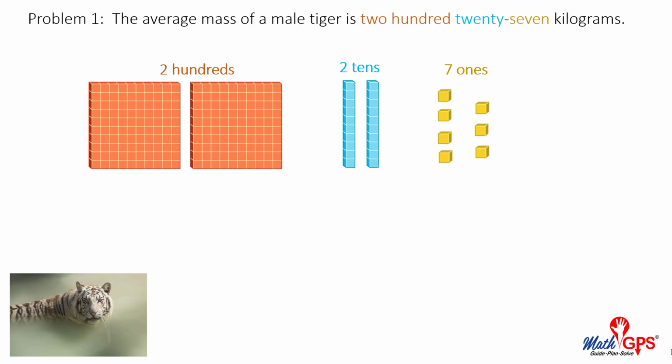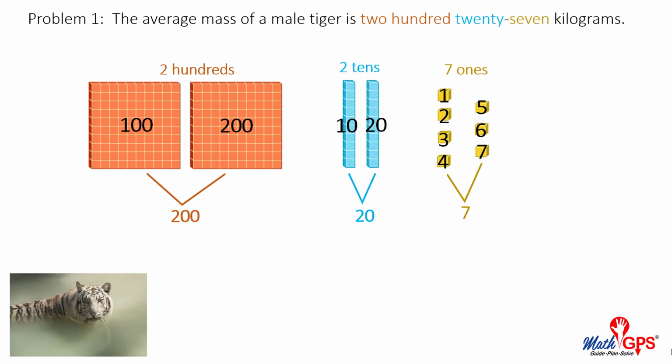To find the value of the hundreds, tens, and ones, we can skip count. To find the value of the hundreds, count by 100. Count with me. 100, 200. The value of the flats is 200. To find the value of the tens, skip count by 10. Count with me. 10, 20. The value of the strips is 20. To find the value of the ones, we would skip count by ones. Count with me. 1, 2, 3, 4, 5, 6, 7. The value of the unit cubes is 7.